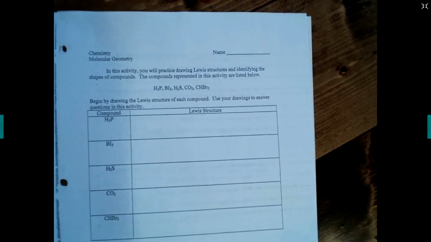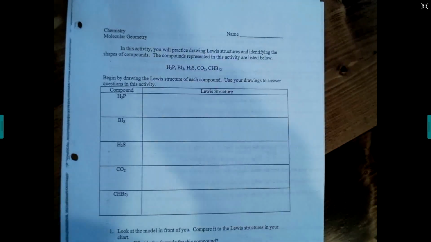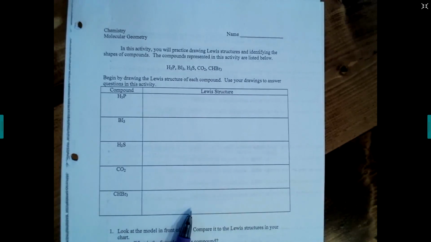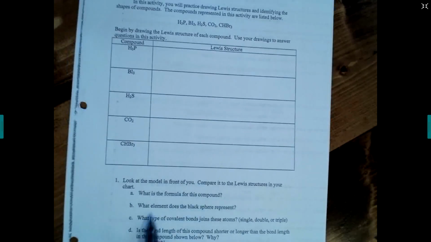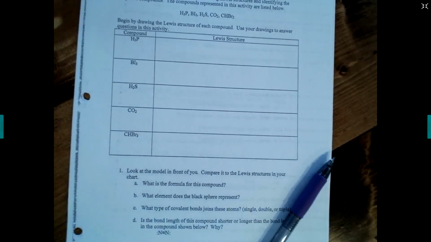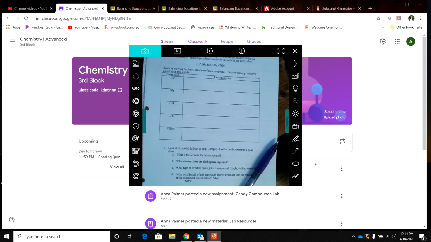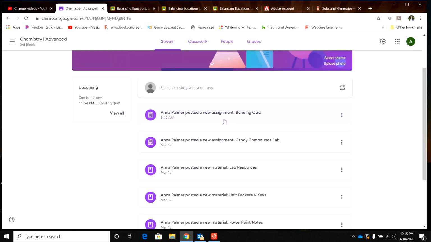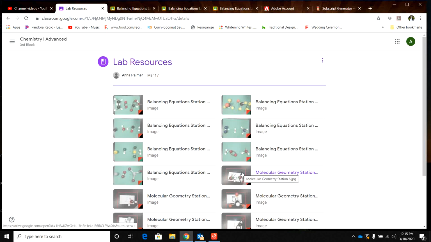Now we're going to look at the other lab, the other molecular geometry lab. Y'all are supposed to do this one tomorrow, on Thursday. So for this, you are going to draw all of your Lewis structures, and then you're going to answer questions based on the models that I have posted to Google Classroom. So I'm going to show you where those models are located. If you are in Google Chrome and you're on my page, the Chemistry 1 Advanced, you'll notice that I have shared different materials with you on the Stream tab. And you're going to want to go to the one that says Lab Resources.